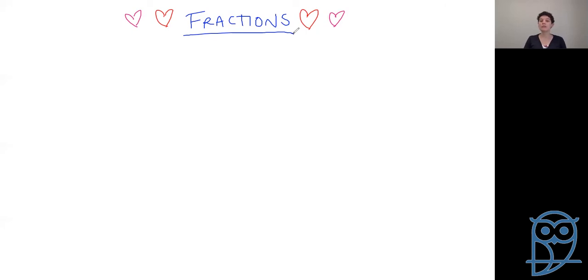Oftentimes we won't be working with decimals because they're not accurate enough. So we're going to work with fractions that even have surds in them, fractions that have pi in them. A lot of no simplification because we want exact answers in pure maths. So fractions are your friends. You need to be comfortable with working with them, and you need to be comfortable with working with improper fractions because more often than not, we actually work with the improper fraction, not the mixed number.